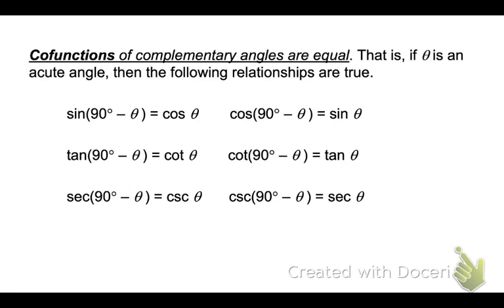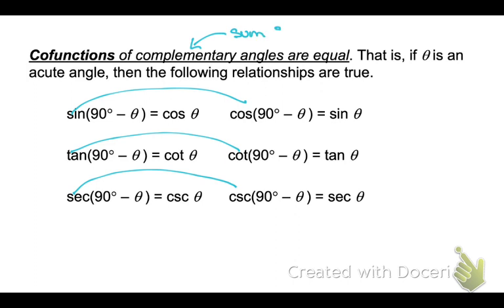So if you understand what cofunctions are: sine and cosine, tangent and cotangent, secant and cosecant. As long as you know that, and you understand what a complement is. The sum is 90 degrees.